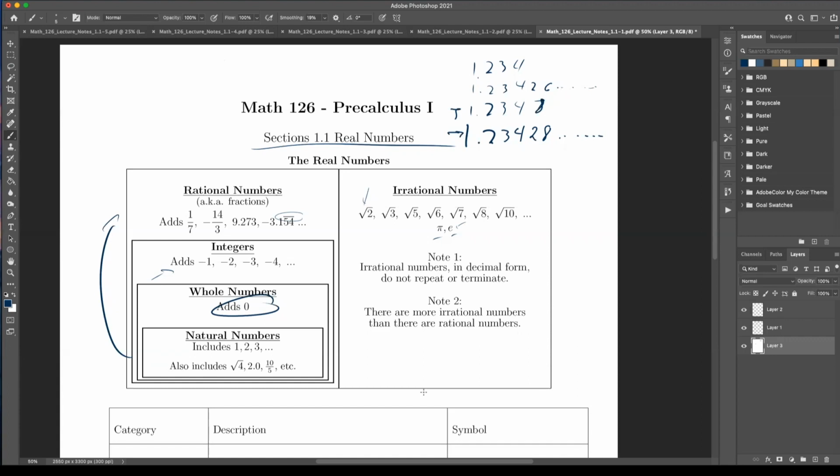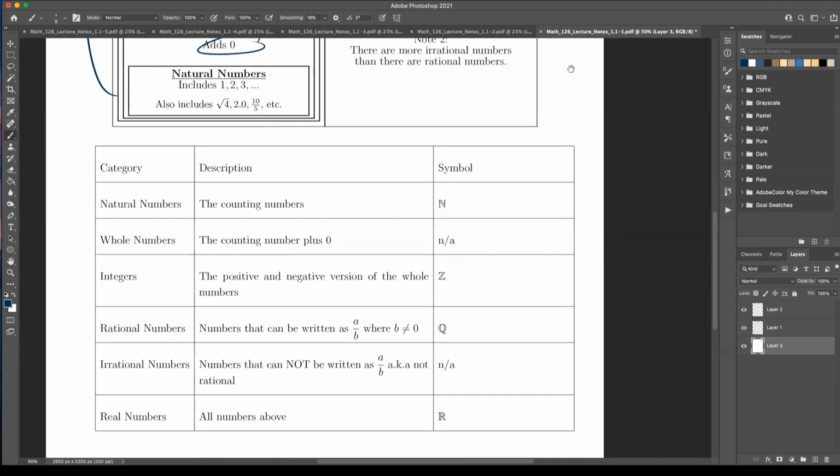You'd think it'd be a 50-50 chance to pick a number, rational or irrational, but it's not. Math gets weird when you get really deep into it. That's just a side note. You don't really need to know that, but it's just a fun side note.